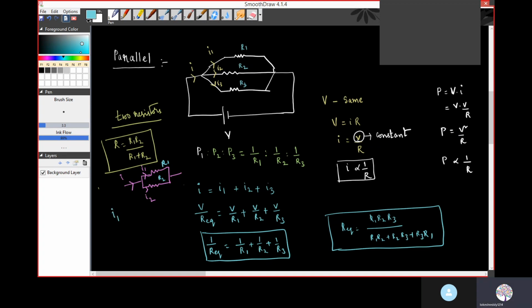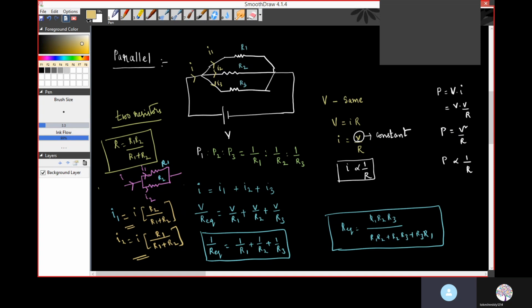Then I will write I1 is equal to the current I into the resistance in the opposite branch, R2, by the total resistance R1 plus R2. Similarly, I2 is equal to I into R1 by R1 plus R2. So we can calculate I1 and I2.